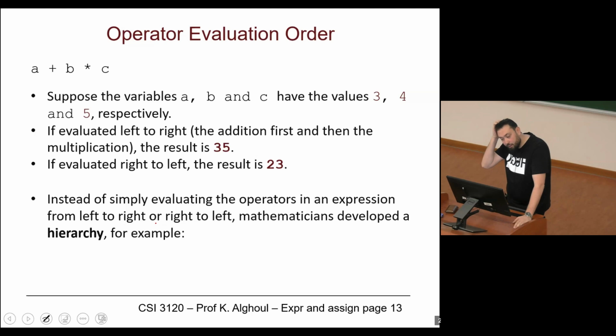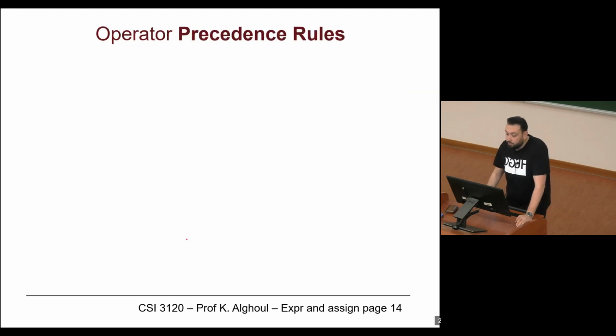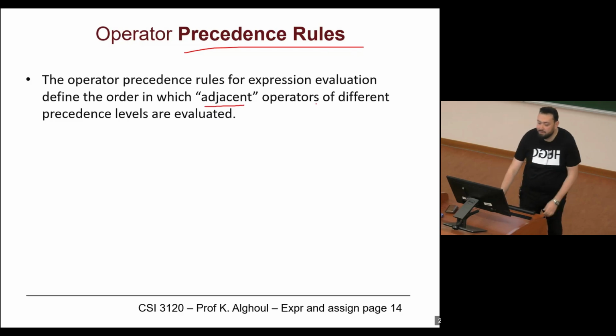So instead of simply evaluating the operators in an expression from left to right or right to left, it shouldn't be random. Mathematicians developed a hierarchy. For example, multiplying takes place before addition. We should use the same thing here. So that means the precedence rules for expression evaluation define the order in which adjacent operators of different precedence levels are evaluated.